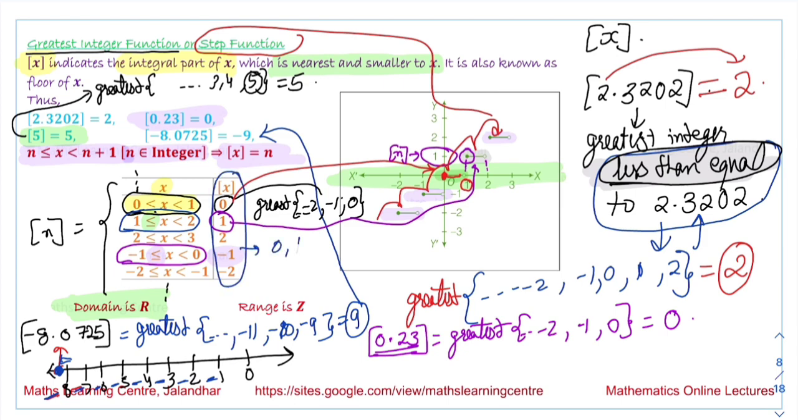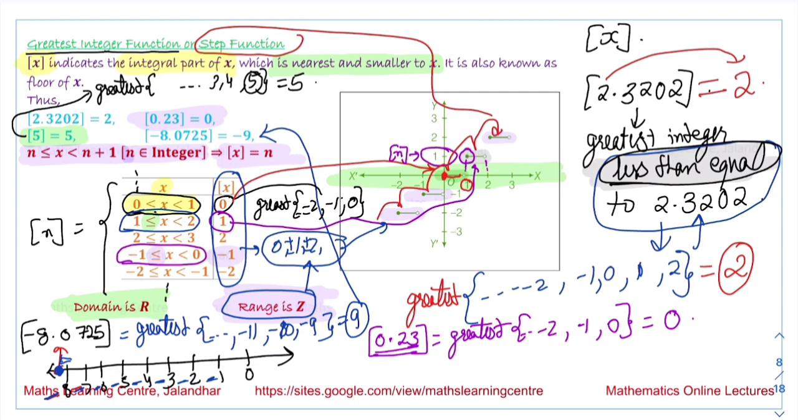is 0, 1, 2 or plus minus 1, plus minus 2. These are the answers we are obtaining from this function. So we are saying the range set of this function is Z. The range of this function is Z, that is, the set of integers. The next function we have is the fractional part function.